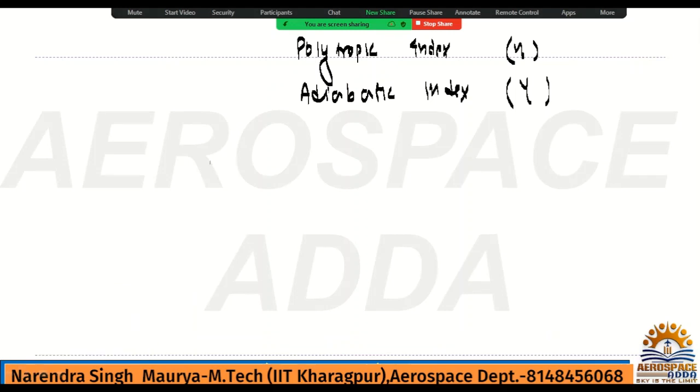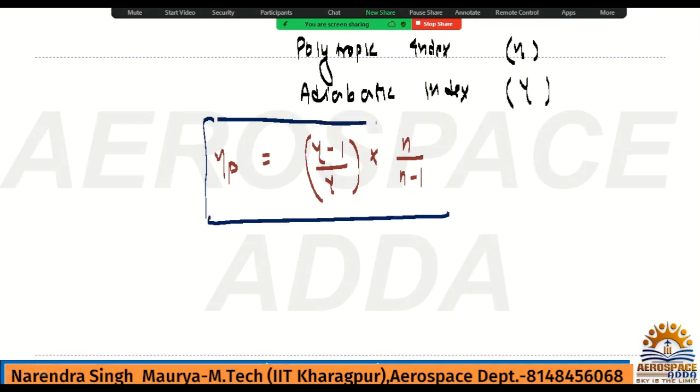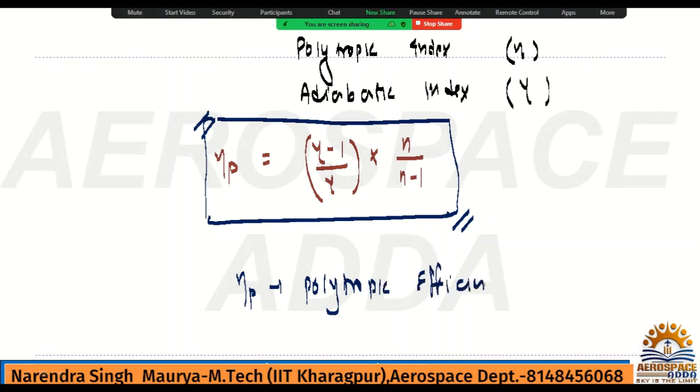If polytropic efficiency is given, then the relation is eta p equals gamma minus 1 by gamma into n upon n minus 1. This is the formula you need to remember. So if they have given a polytropic efficiency, you can get the polytropic index, because gamma will be known for air. Here eta p, as usual, is the polytropic efficiency. All right, so done.